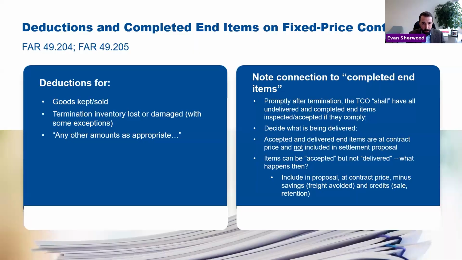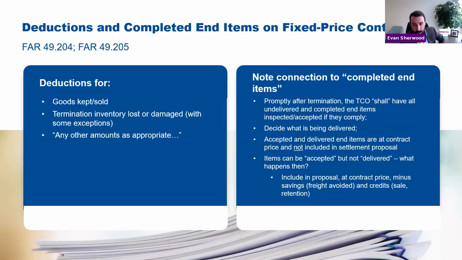Another special topic, deductions and completed end items. If you're going to keep goods that you otherwise would have sold to the government, you have other uses for them, the government, you can expect, does not think the costs for those are reimbursable to the terminated portion of the contract. In other words, if you're keeping something for your own value, the government's going to want to see a deduction for that. They might consider things about termination inventory that's lost or damaged. Again, this is why it's important to maintain, preserve, and protect property and inventory.